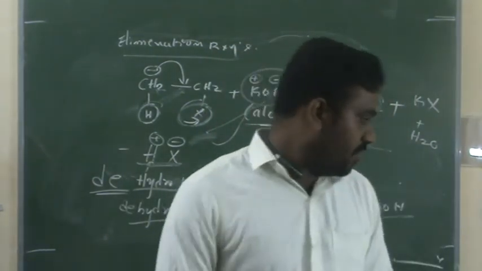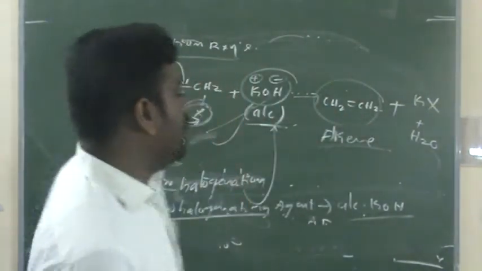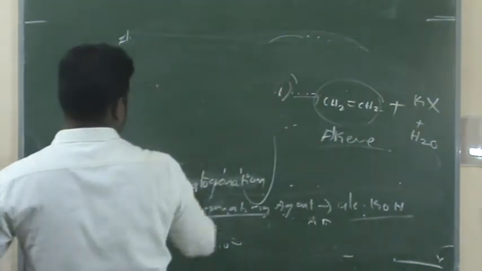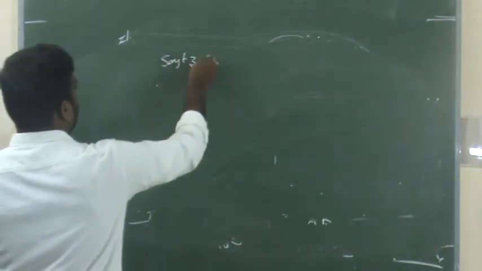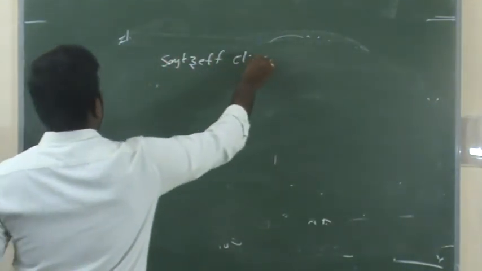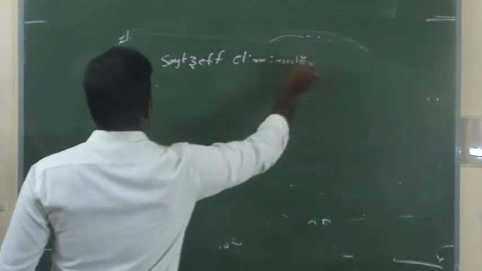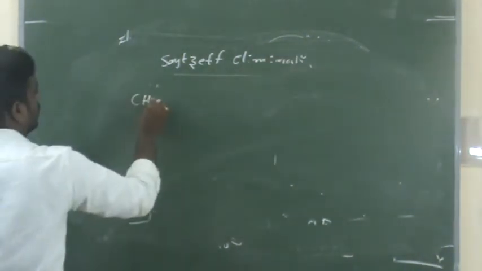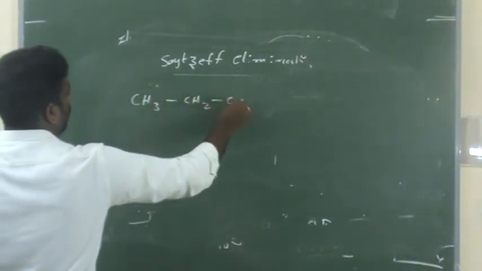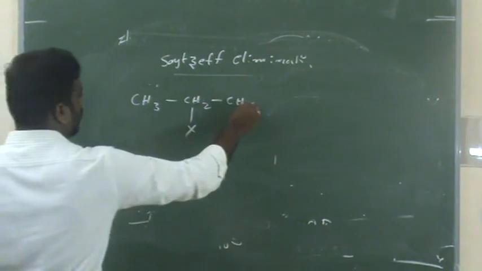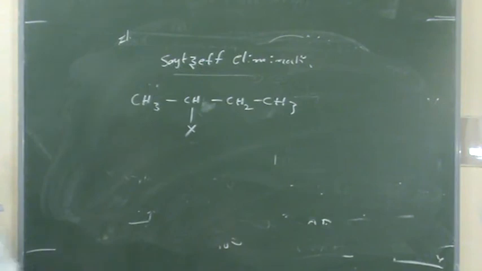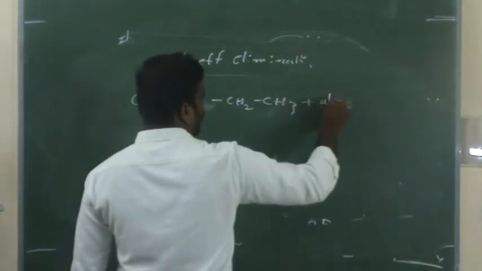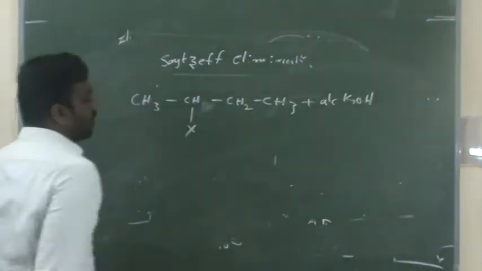So what is the meaning of Saytzeff elimination? Suppose we take CH3, CH2, CH, X, CH2 and CH3. This is the type of compound we have. Now for this we are adding some alkali, KOH.